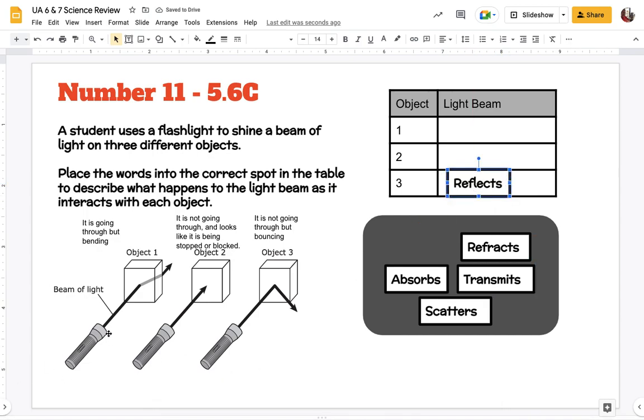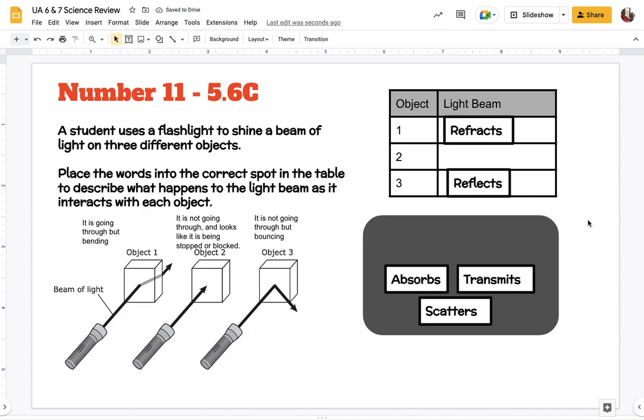Okay. And then we have these other 2. So let's see. We know that on object 1, light is going through the object. However, it's getting bent or messed up along the way. That one is our opposite of reflecting. That is our refracting. So number 1 should have been light being refracted.